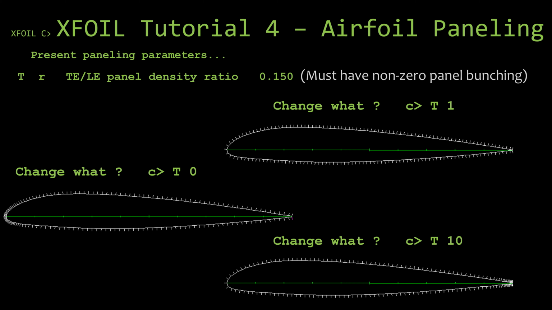As you can see there by that middle airfoil, the trailing edge looks normal. It doesn't look like it's bunched at all. If you look at the leading edge, you'll see that all the extra panels have gone there.